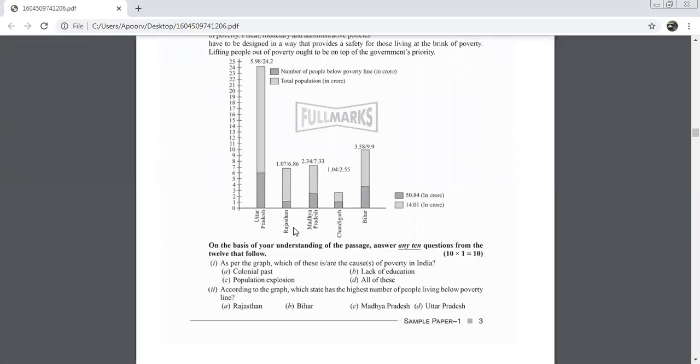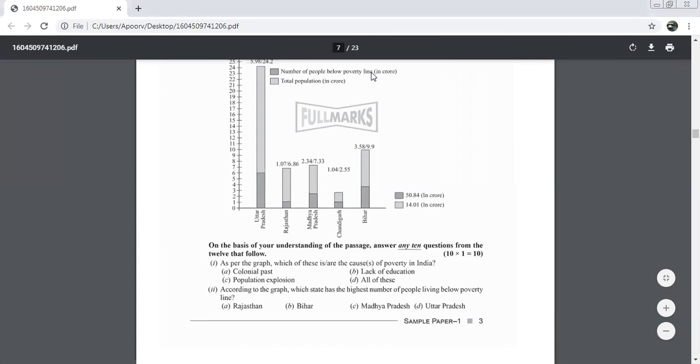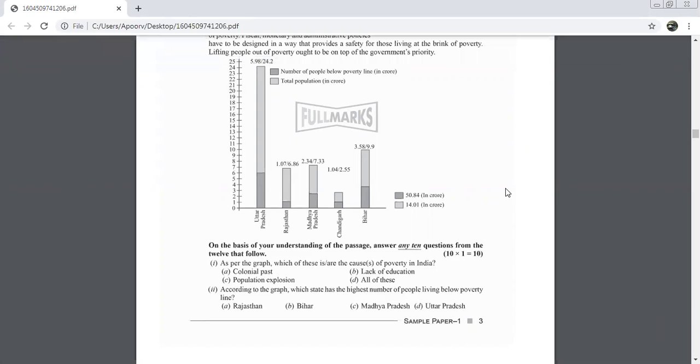Don't show anything on the passage as of now. You just see the graph once. Try to interpret whatever you can on your own. Okay, this entire part, please interpret. See the graph. Try and understand what is being told or reflected by this graph.